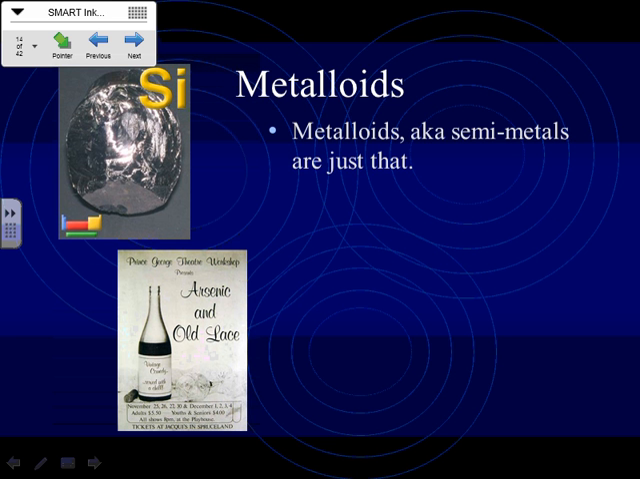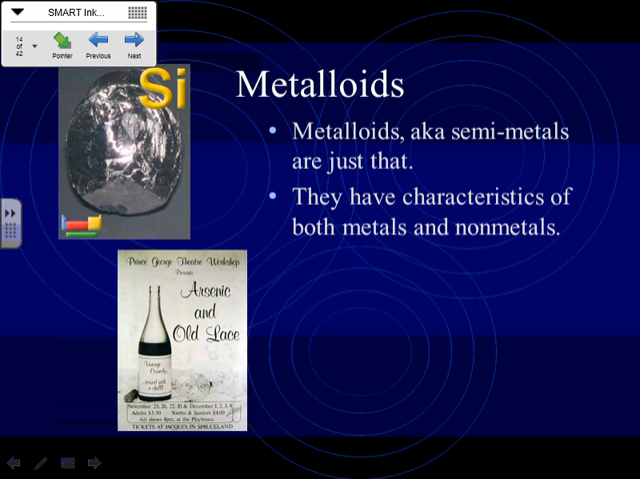Metalloids are semi-metals. That means they kind of act like metals, they kind of act like non-metals, so they have characteristics of both. They are shiny most of the time, but they're also usually fairly brittle. Silicon does look shiny when you look at it, but if you hit it, it's not going to bend, it's going to break. So it's almost half and half.